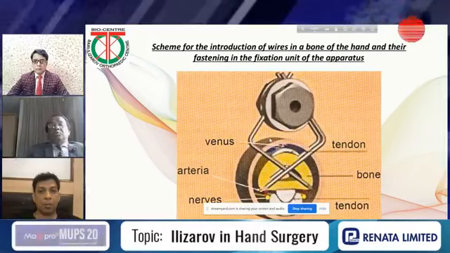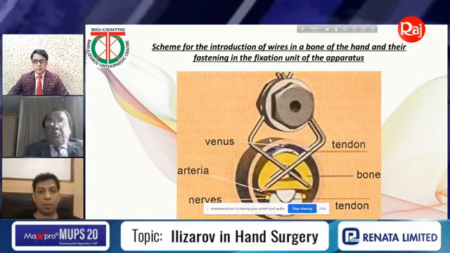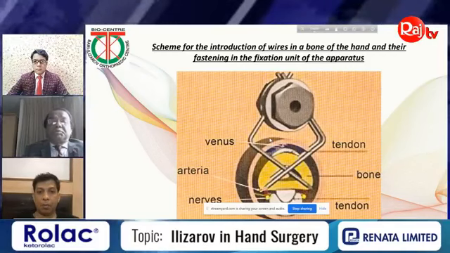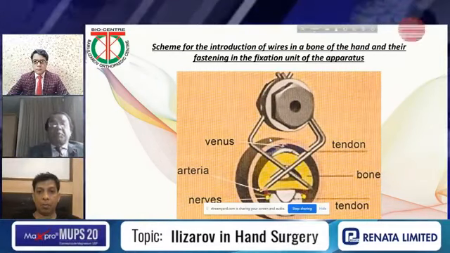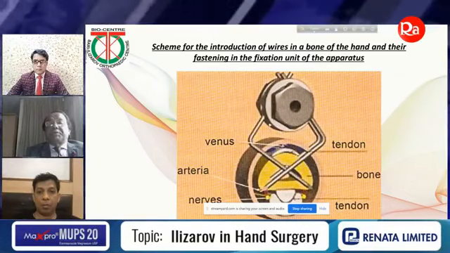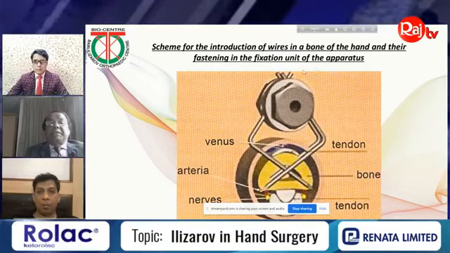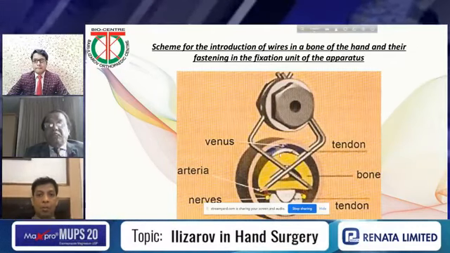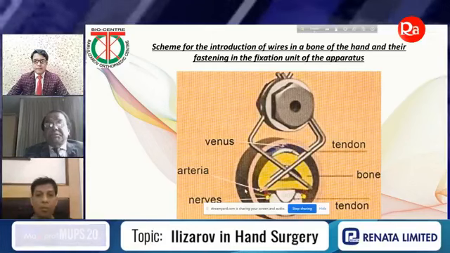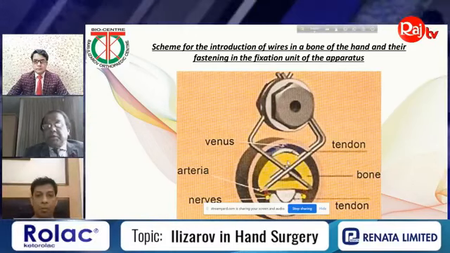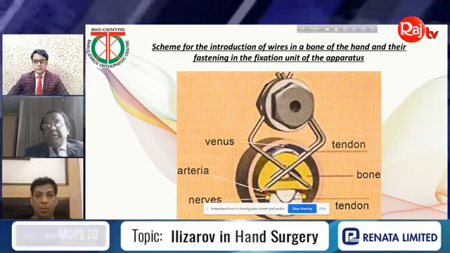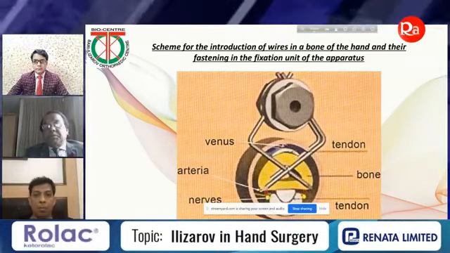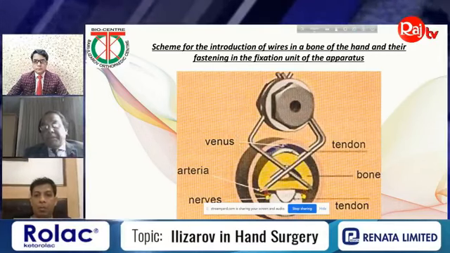Now, before going to introduce the wire insertion in the small bones, you can see here, this is a very important scheme for the introduction of the wires in the bone of the hand and their fastening in the fixation units of the apparatus. Look at these veins, arteries, nerves, and this is the cross section of the bone, and here is the tendon. Whenever you are putting the wire like this, straight away, then you bend like this.